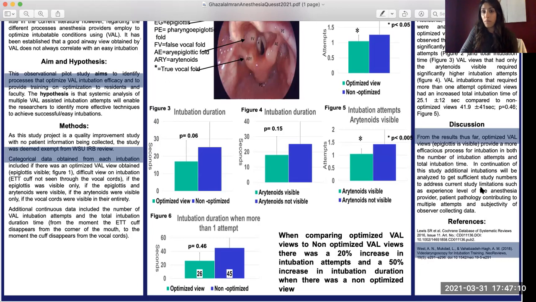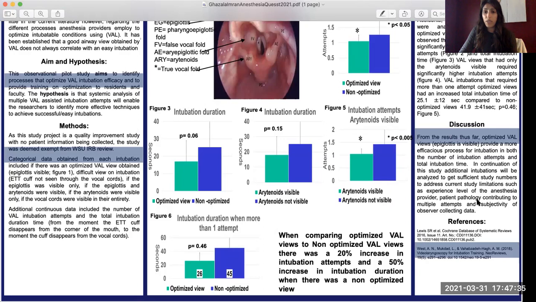Looking as well at the duration when just the arytenoids were visible, so what we would call a sub-optimized view, that also showed that the duration or the attempts made to intubate the patient were significantly changed. So if you were not able to visualize the arytenoids, which are the two structures just below the cords, it took you significantly longer as well as more attempts to successfully secure the patient's airway.